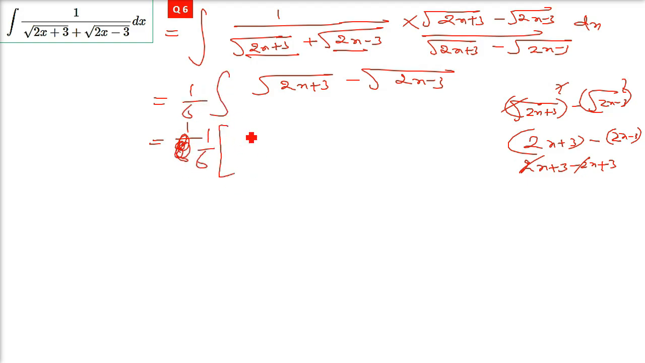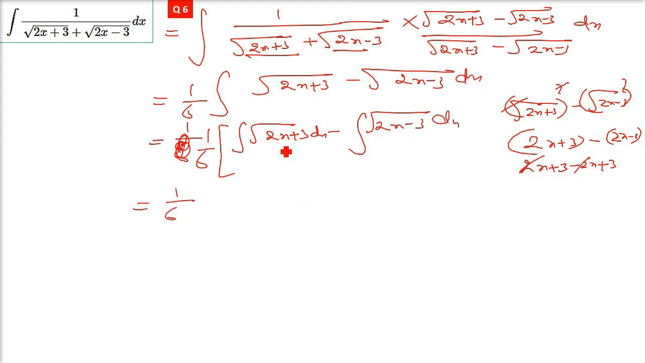Now we have to integrate this under root (2x+3) and this integration of (2x-3) under root separately. So it has dx in it. Okay. So we have 1 by 6 under root (2x+3). This simply means (2x+3) to the power half. (2x-3) is also like that, (2x-3) to the power half. So let me write the direct answer. You know already. (2x+3) to the power half plus 1.